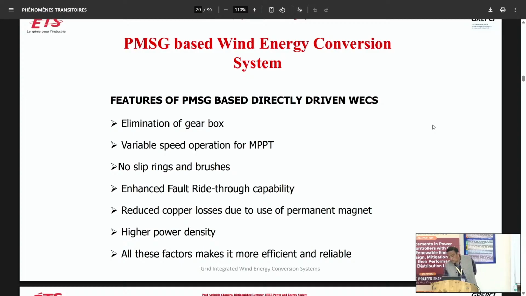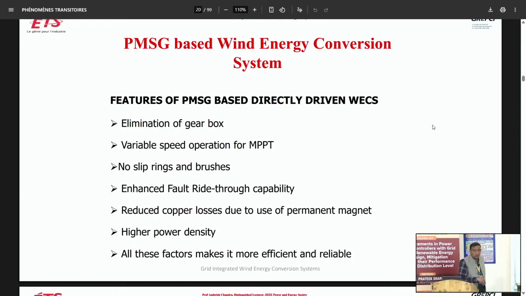N is equal to what? 120f by P, right? This is the basic formula, right? So if you have lower speed, it means to get 50 hertz or 60 hertz, you have to increase the number of poles because you are rotating with slow speed. So you have to increase the number of poles.